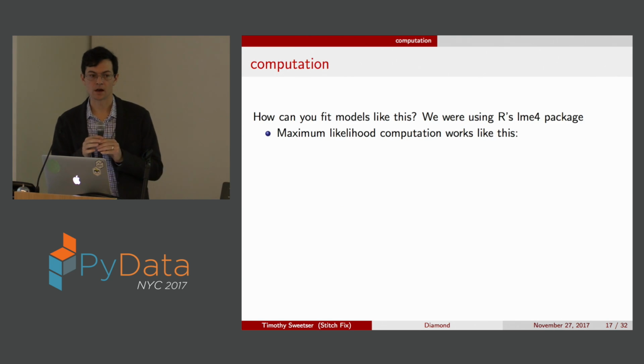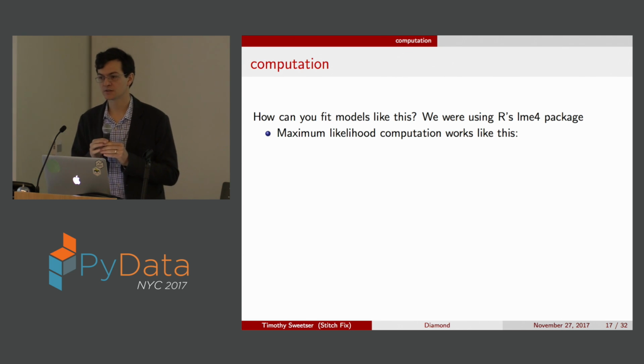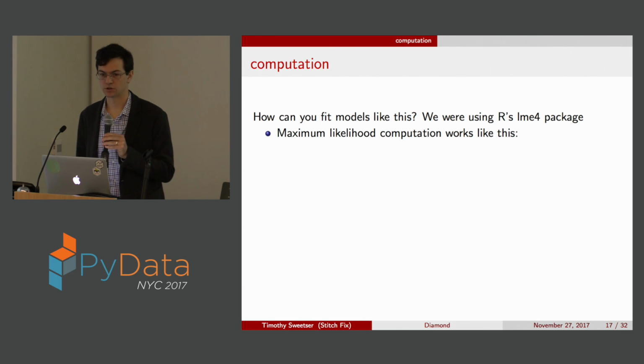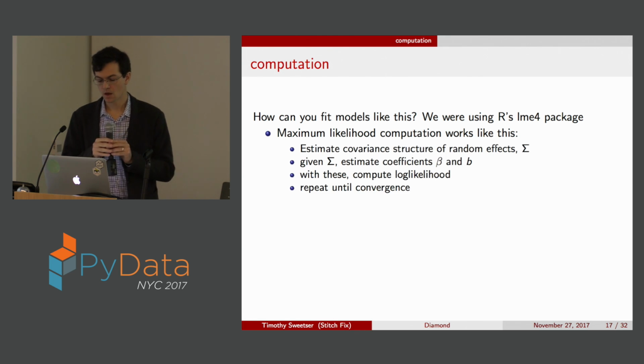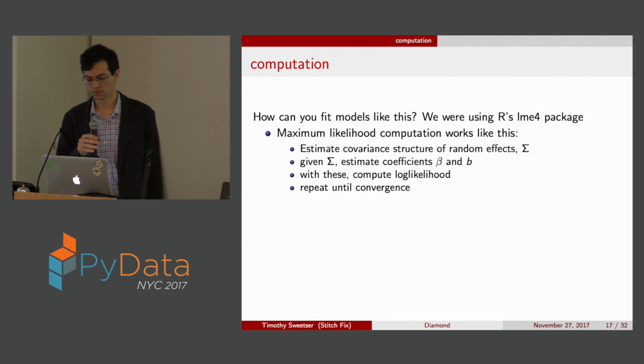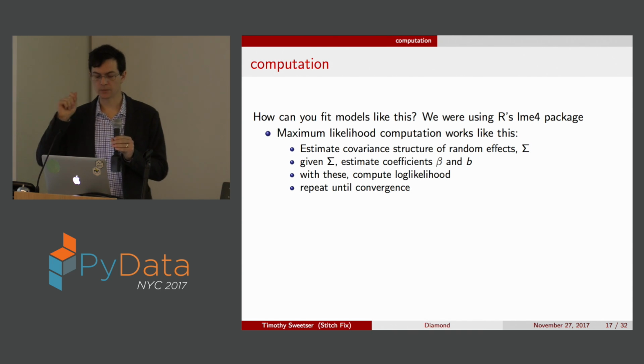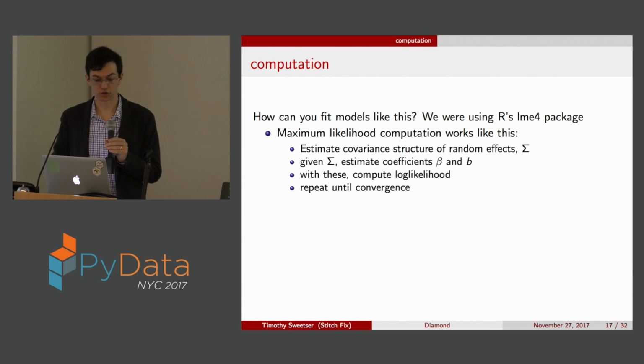Okay, let's address the computation of these models. At Stitch Fix, for a long time, we were using R and the LME4 package, which is based on maximum likelihood, the traditional statistical estimation procedure. For these models, the computation goes like this. We start with some estimate of the covariance matrix sigma. Given that, we can compute estimates for beta and b, all of our coefficients. With all of this, we can compute the log likelihood. Then we go back and adjust our estimate of sigma to increase the log likelihood. We just loop through these until the whole thing converges.